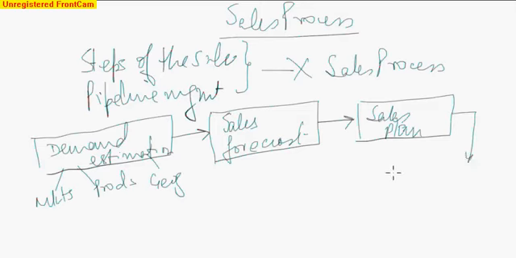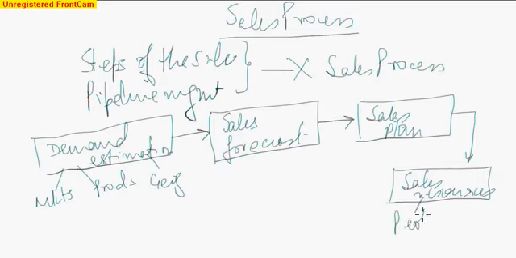Having done the sales plan, then they look at the sales resources. What is required to do the sales? This resource will include people, it will include technology and all the elements of it. Having done the sales resources, then we look at engagement, customer engagement.